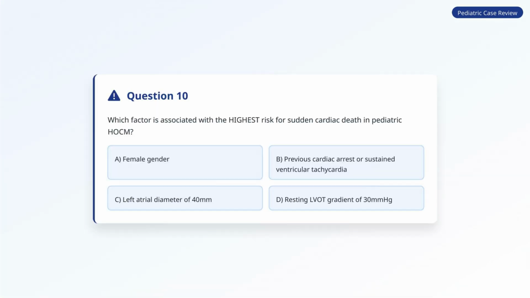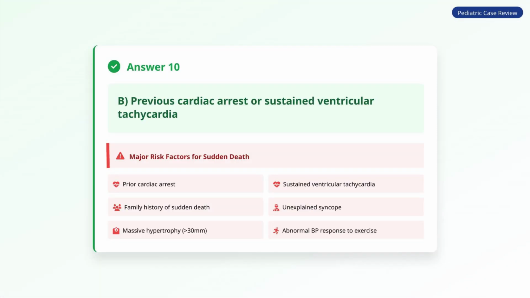Which factor is associated with the highest risk for sudden cardiac death in pediatric hypertrophic obstructive cardiomyopathy? A, female gender. B, previous cardiac arrest or sustained ventricular tachycardia. C, left atrial diameter of 40 millimeters. Or D, resting left ventricular outflow tract gradient of 30 millimeters of mercury? The correct answer is B, previous cardiac arrest or sustained ventricular tachycardia.